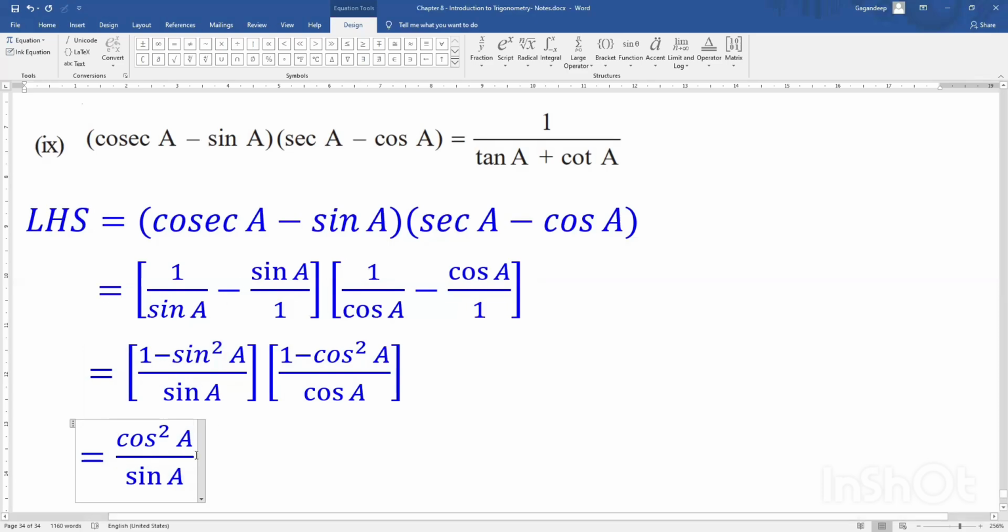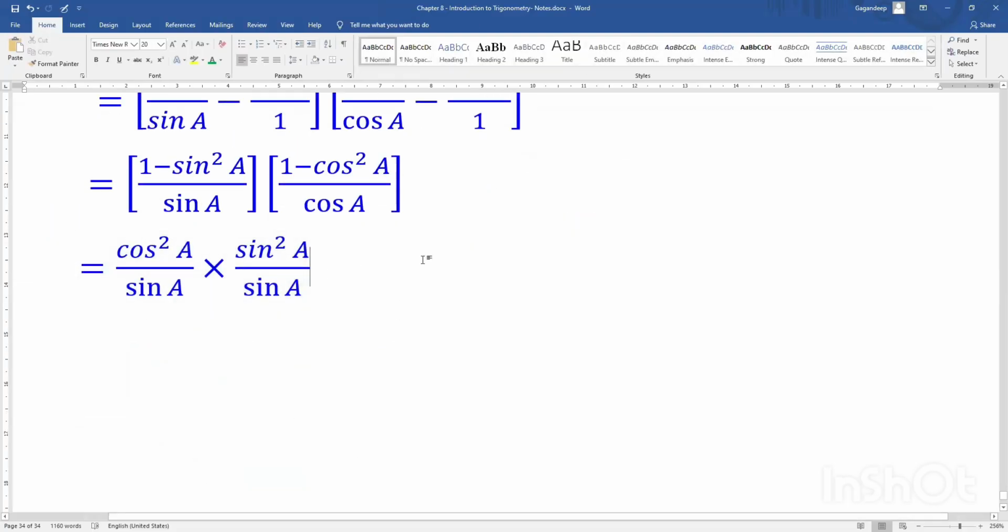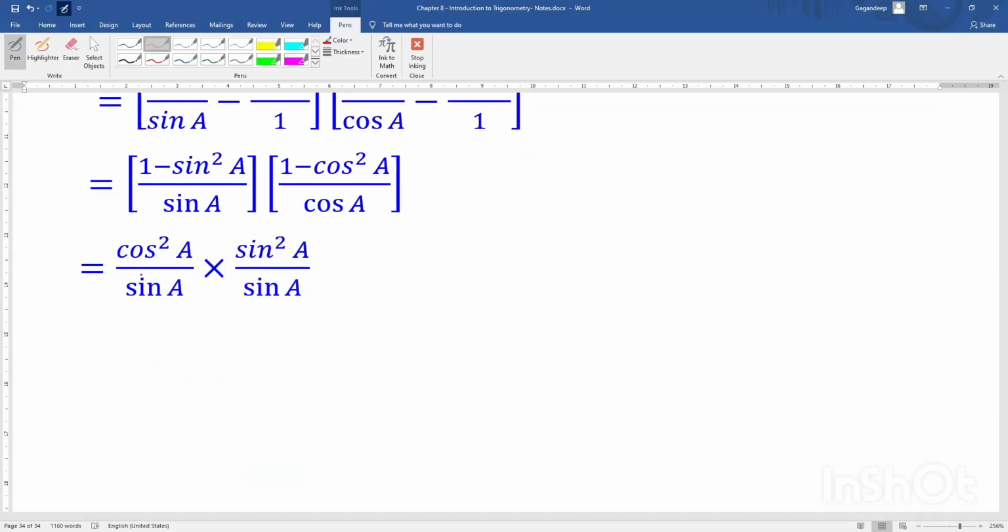You can open the bracket and just write it with a multiplication. Similarly, 1 minus cos square A is nothing but sin square A, so we can write it as sin square A by sin A. Now we can cancel sin A with the power. Here you completely cancel the sin A, whereas here you cancel only the power part, just to make it 1.